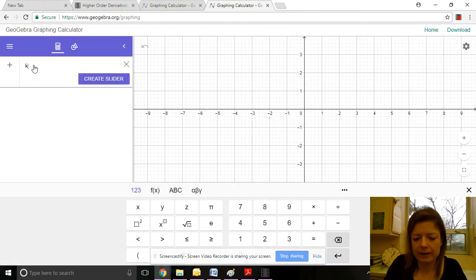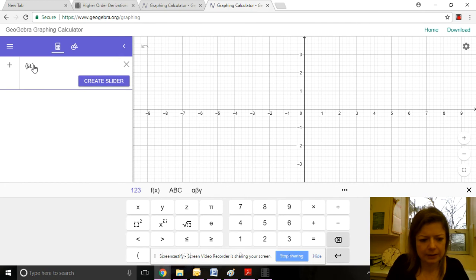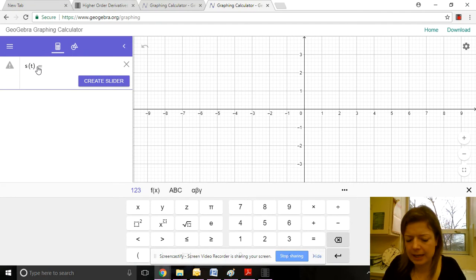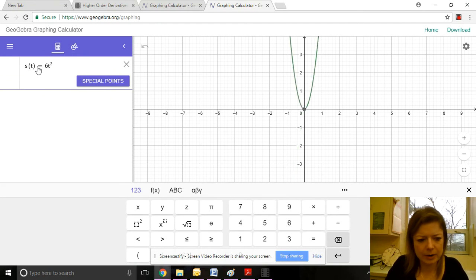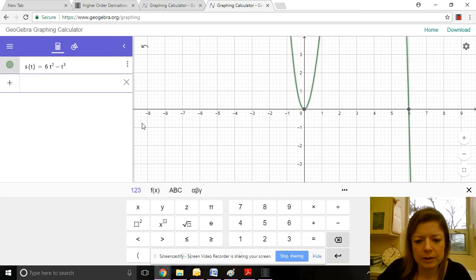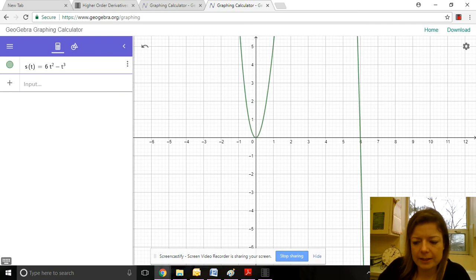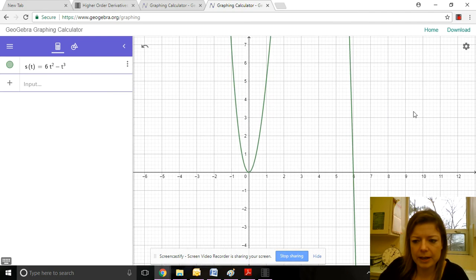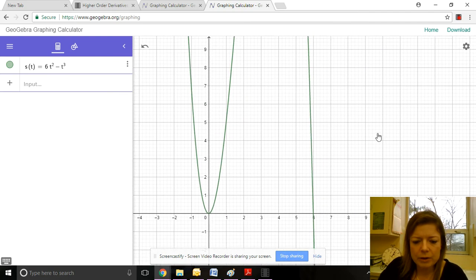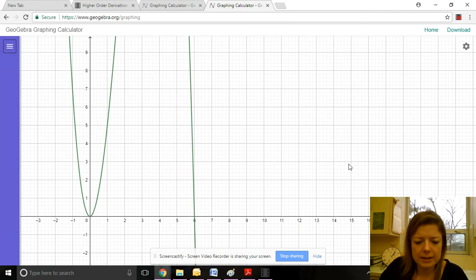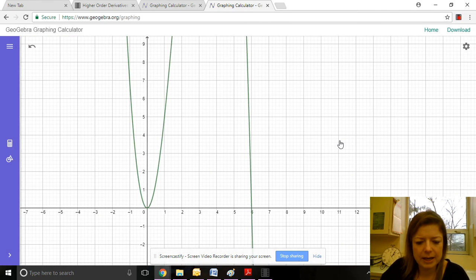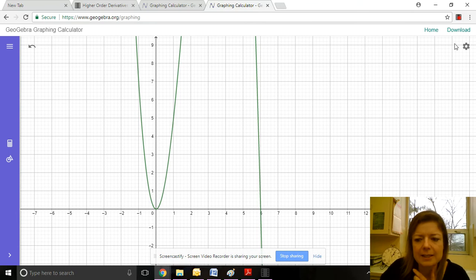Okay, so we have S at t equals 6t squared minus t to the power 3. So how can we analyze this cubic function? What do we look at here? Well, I am specifically showing you how to do this because I want you to know these skills, okay? So notice that you can't see everything.